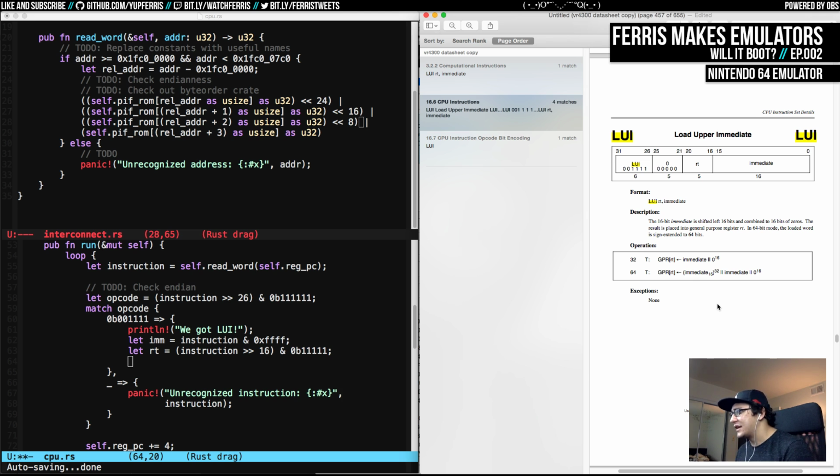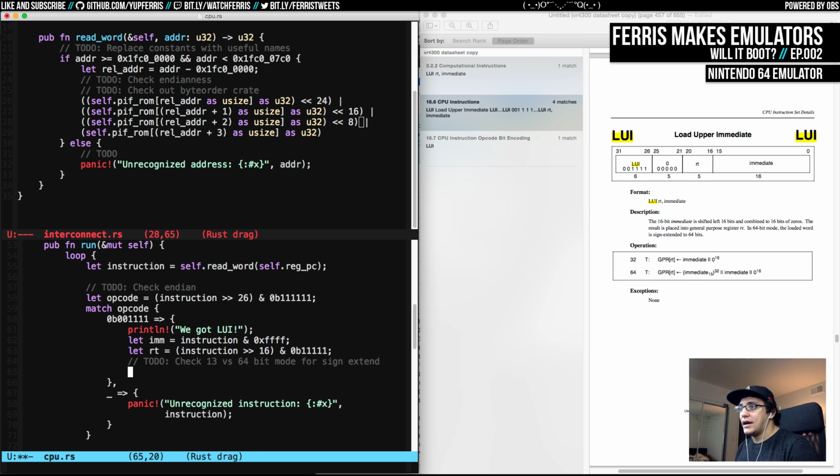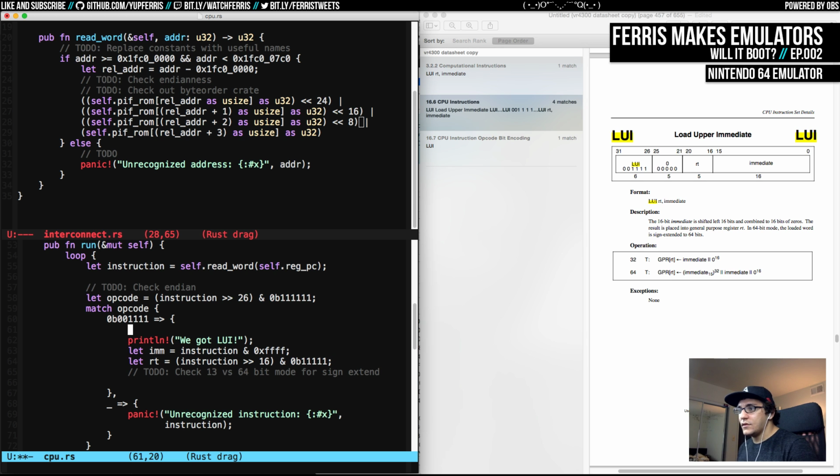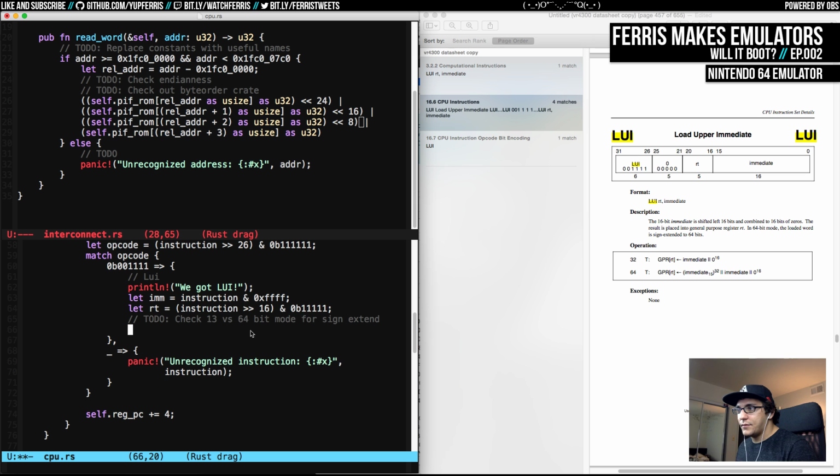Now again, I'm not entirely sure if we're in 32 or 64-bit mode on startup, and I'm a bit confused about that. So I'll write a little to-do: check 32 versus 64-bit mode for sign extend. I'll also do this, LUI, because we're going to remove this print in a sec. And what I want to do then is actually do that operation. So I'm just going to assume, oops, did I say 13? 32.